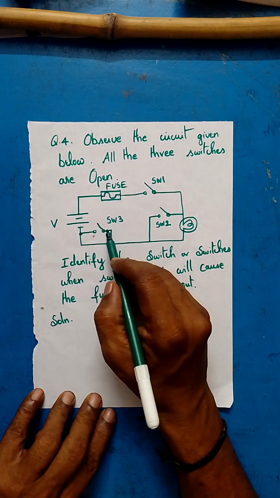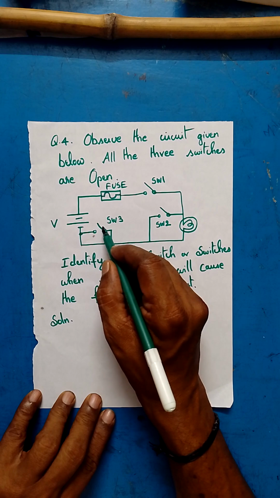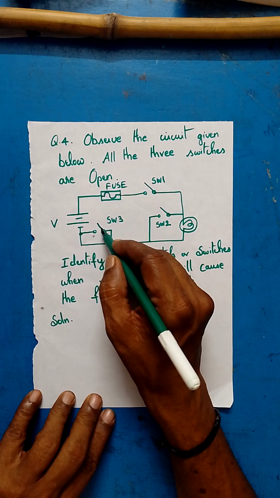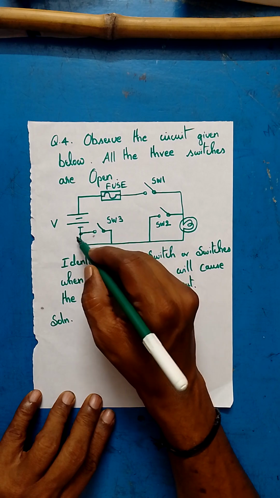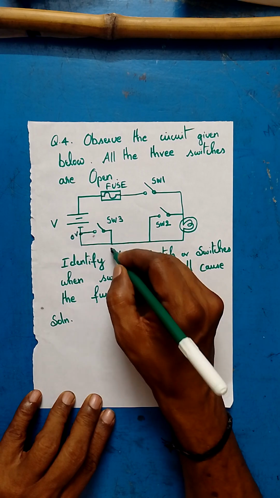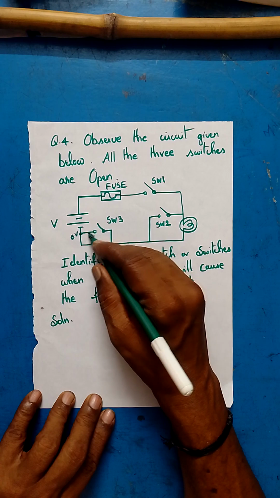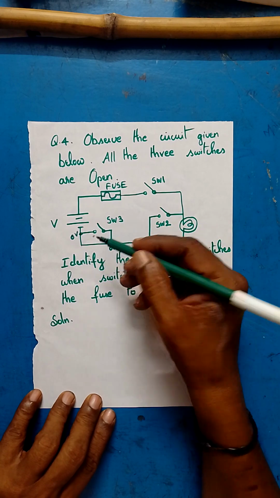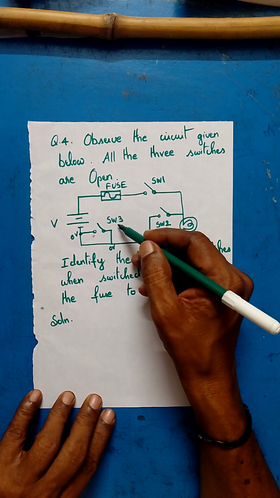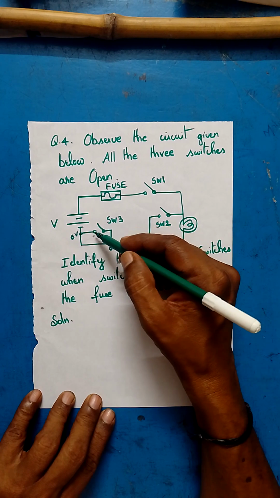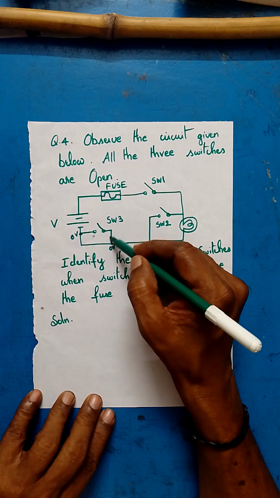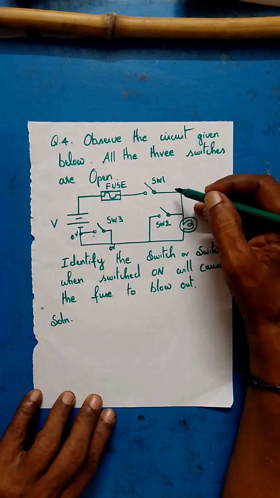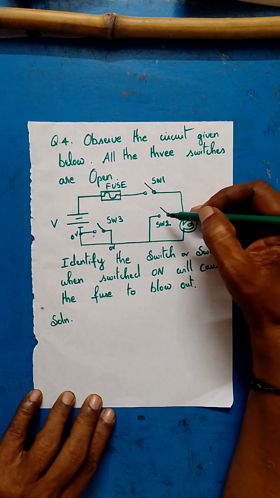So first we will consider switch 3. When switch 3 is closed, nothing will happen, because if it is closed or open, this is 0 volts. Here is also 0 volts. So if you close this, everywhere it will be 0 volts. So nothing is going to happen with switch 3, because even if it is open or short, all the potential here will be 0. The question arises only when we consider switch 1 and switch 2.